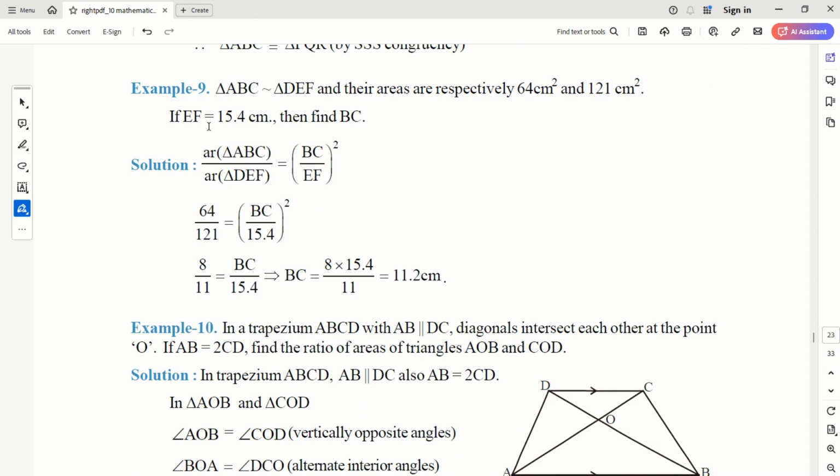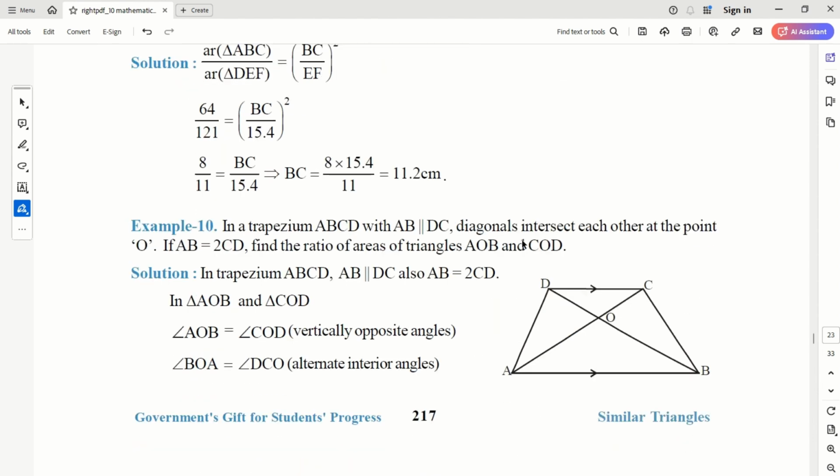Let's see example problems. Triangle ABC is similar to triangle DEF and their areas are respectively 64 centimeter square and 121 centimeter square. If EF equal to 15.4, find the BC. Okay. So areas of two similar triangles are in the ratio of the square of their corresponding sides ratio. So if you use this formula, 64 by 121 equal to BC by 15.4 whole square. So from this we can easily derive BC equal to 11.2 centimeters.